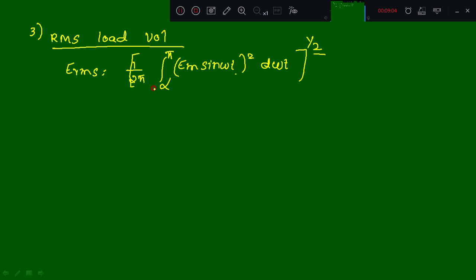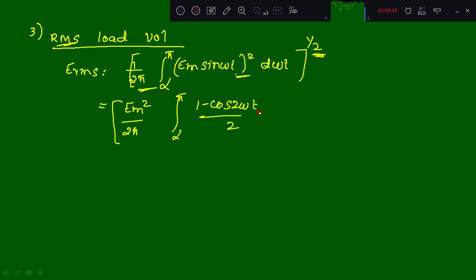Root mean square means we are calculating 1 upon 2 pi, square. The root is here, then 1 upon 2 pi is the mean, and this is the square. Now we need to simplify this. Em is constant, so I take out Em square upon 2 pi, integration alpha to pi, sin square omega t, which is 1 minus cos 2 omega t divided by 2, into d omega t, raised to half.